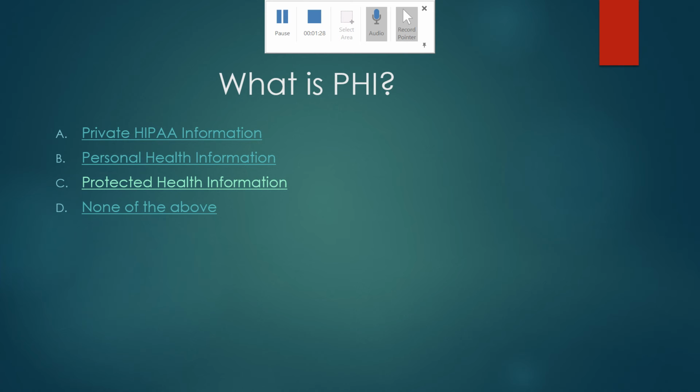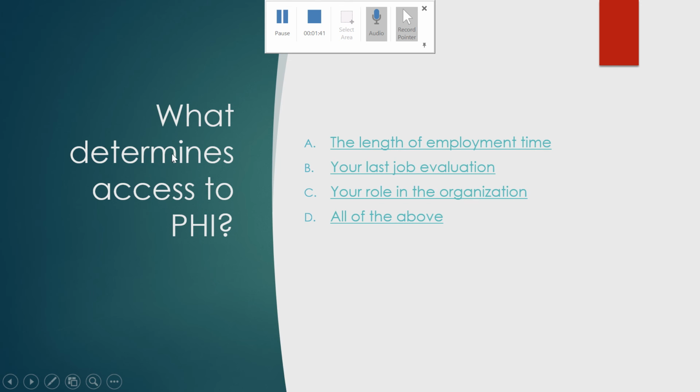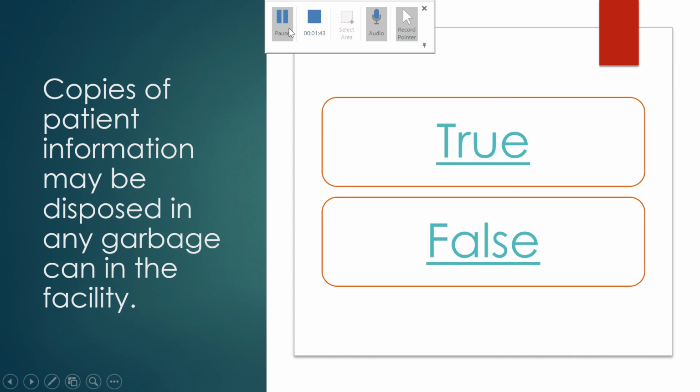So in this case, the right answer is protected health information. And when you click on that, you get a thumbs up. And then you go to an icon that will allow you to continue the quiz. So we'll go ahead with taking the questions onto the last one.